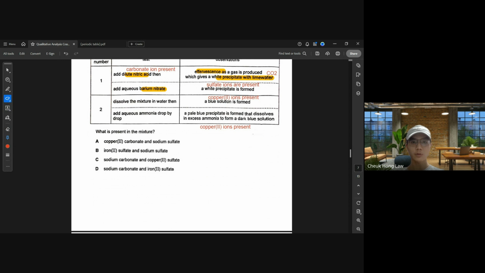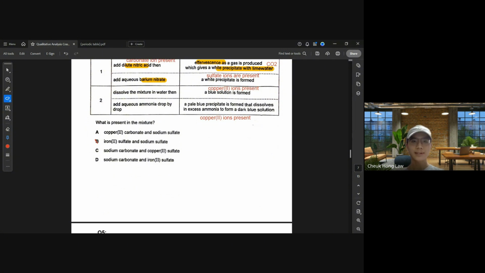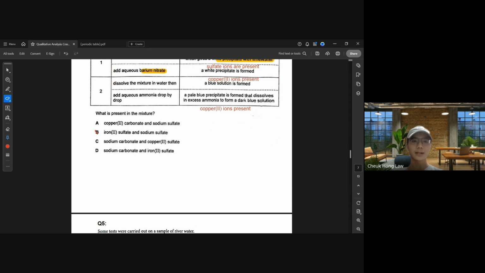So first we have copper 2 carbonate and sodium sulfate. This is a possible answer. Next we have iron 2 sulfate, definitely out because there's no iron 2. Then C, we have sodium carbonate and copper 2 sulfate, also a possible answer. And then finally D, sodium carbonate and iron 2 sulfate. Again, there's no iron 2, so D is out. So it's between A and C.